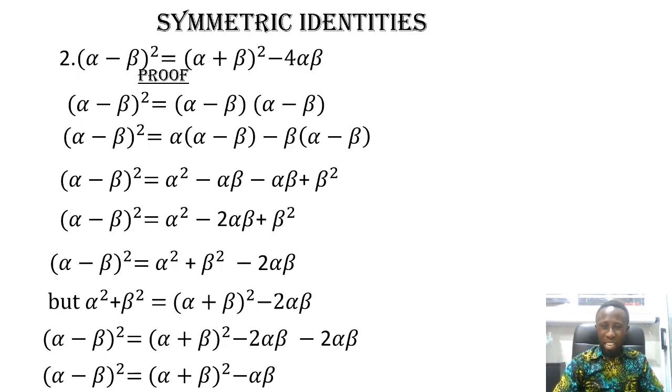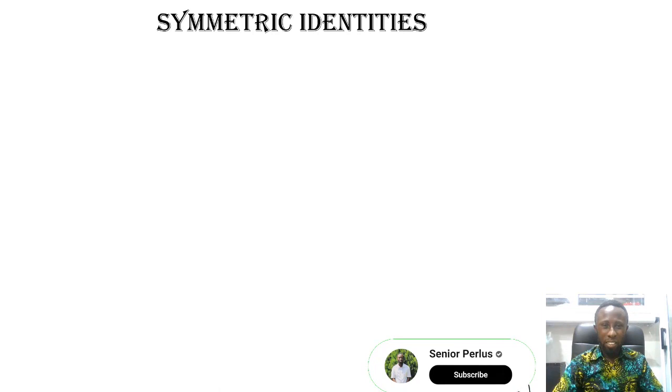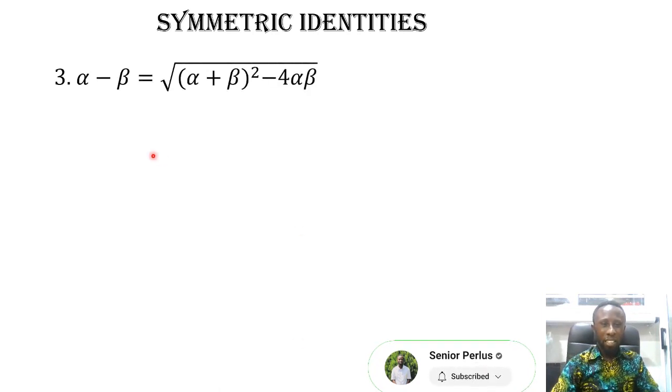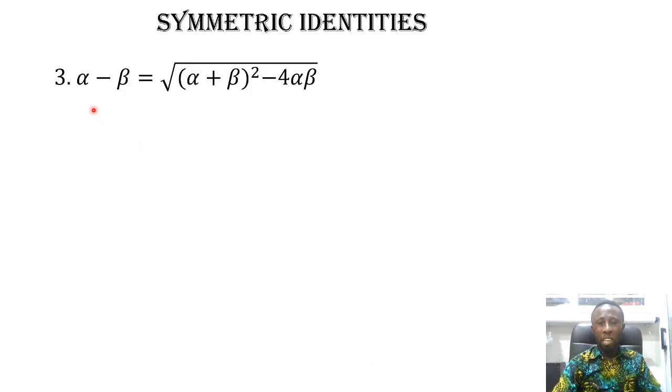So let's look at our third proof. Yes, this is our third proof. We know our second proof. Our second proof was alpha minus beta all square equals alpha plus beta square minus 4 alpha beta. So if you know the second proof, you can do the third proof.